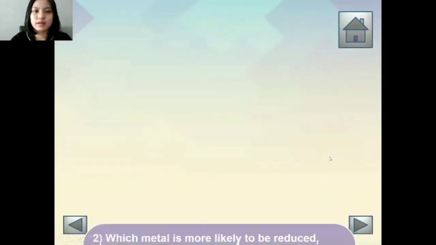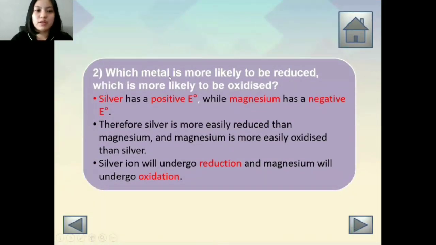Okay, step two, we need to determine which metal is more likely to be reduced and which is more likely to be oxidized. Silver has a positive E naught, magnesium has a negative E naught. Therefore, silver is more easily reduced and magnesium is more easily oxidized. The silver ion will undergo reduction and magnesium will undergo oxidation.